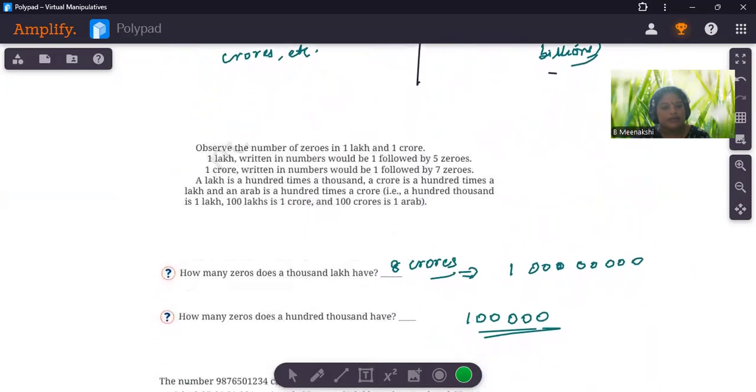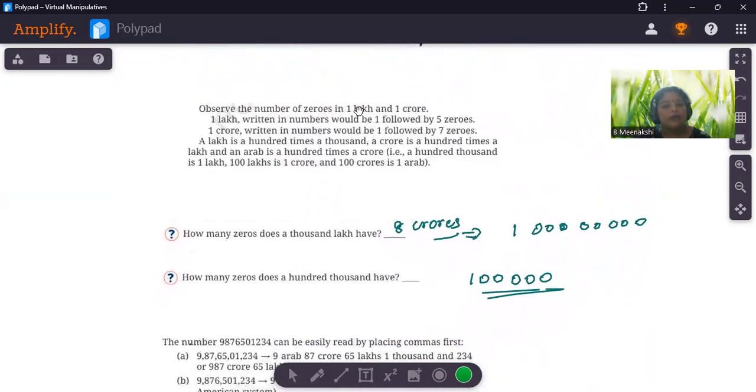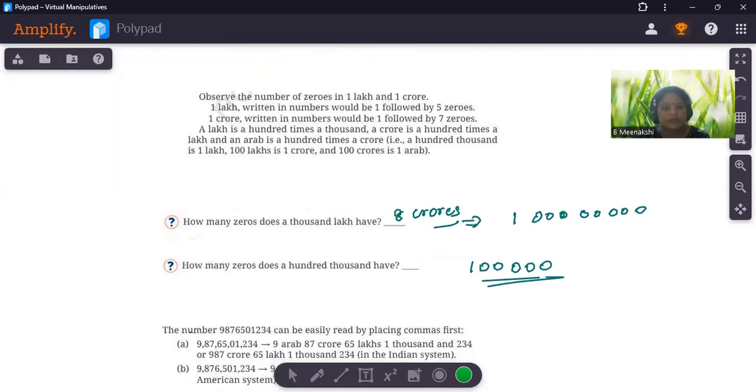Now observe the number of zeros in 1 lakh and 1 crore. 1 lakh is 1 followed by 5 zeros, whereas 1 crore is 1 followed by 7 zeros.